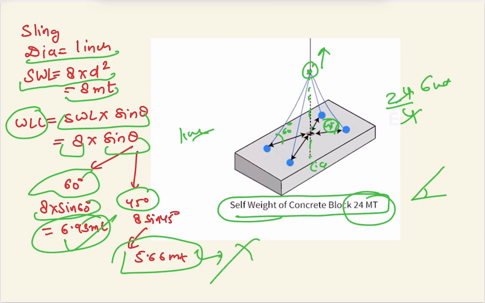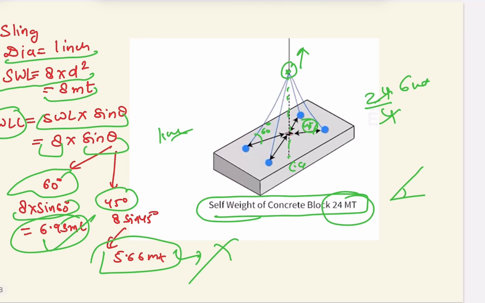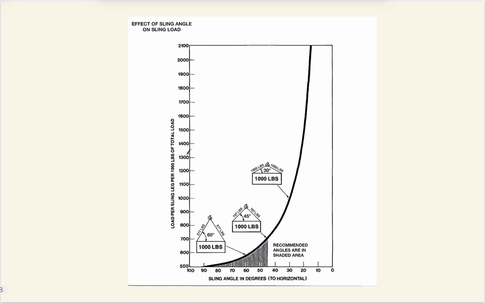The same sling, by changing the angle, we are able to identify that the same 1-inch dia wire rope sling is suitable when the theta is 60 degree, but it is not suitable for lifting when theta is 45 degree. So the theta plays a very important role.